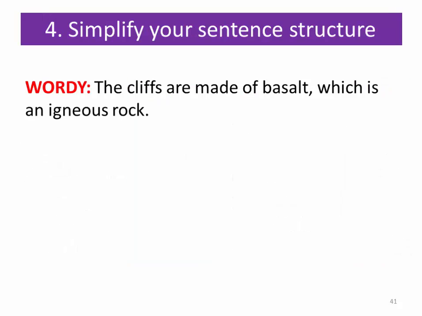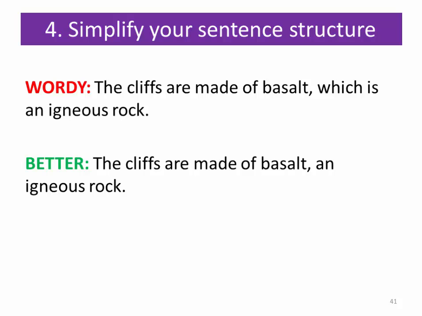The fourth way to avoid wordiness is to simplify your sentence structure. Let's look at the example. The cliffs are made of basalt, which is an igneous rock. So instead of using the sentence structure which is, you can just use a noun phrase, an igneous rock.